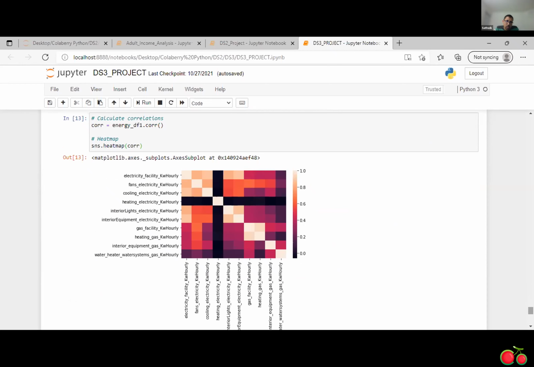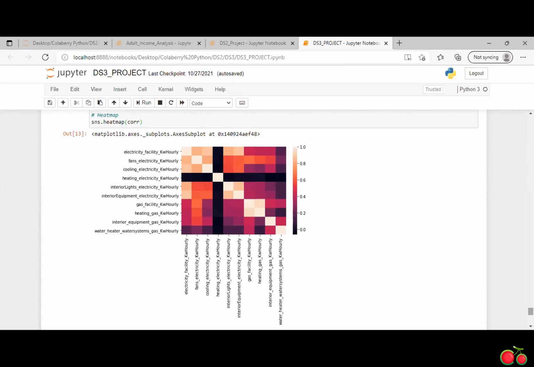Wait, one second. So heat and electricity is extremely negatively correlated. Kind of makes sense. Heat, but heat and every other variable is negatively correlated. Wait, hold on. Now scrolling up so you can see. So heat and gas. Something is wrong with this plot. Yeah, I looked at it and I'm like, it doesn't look right.